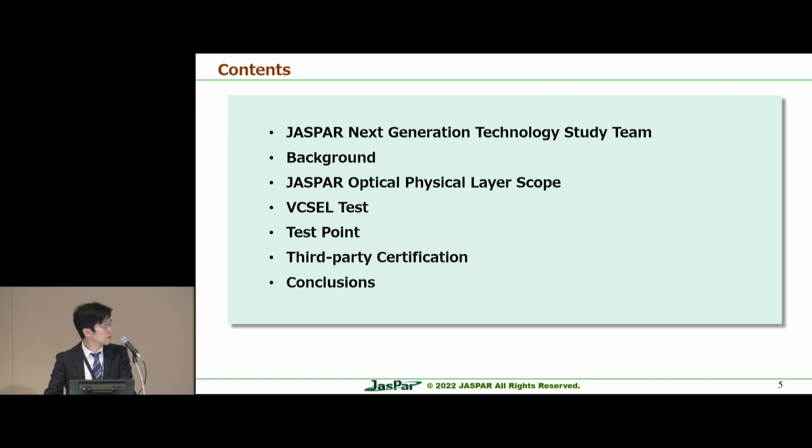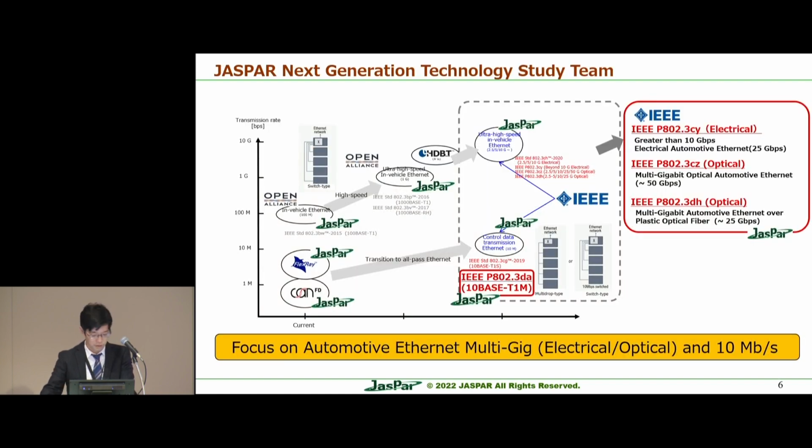This is the agenda for my presentation. This slide is an introduction to the Next Generation Technology Study team. JASPAR has been considering 100 megabit per second and 1 gigabit per second automotive Ethernet, FlexRay, and CAN FD. Currently, we are focusing on both electrical and optical Ethernet for automotive applications.